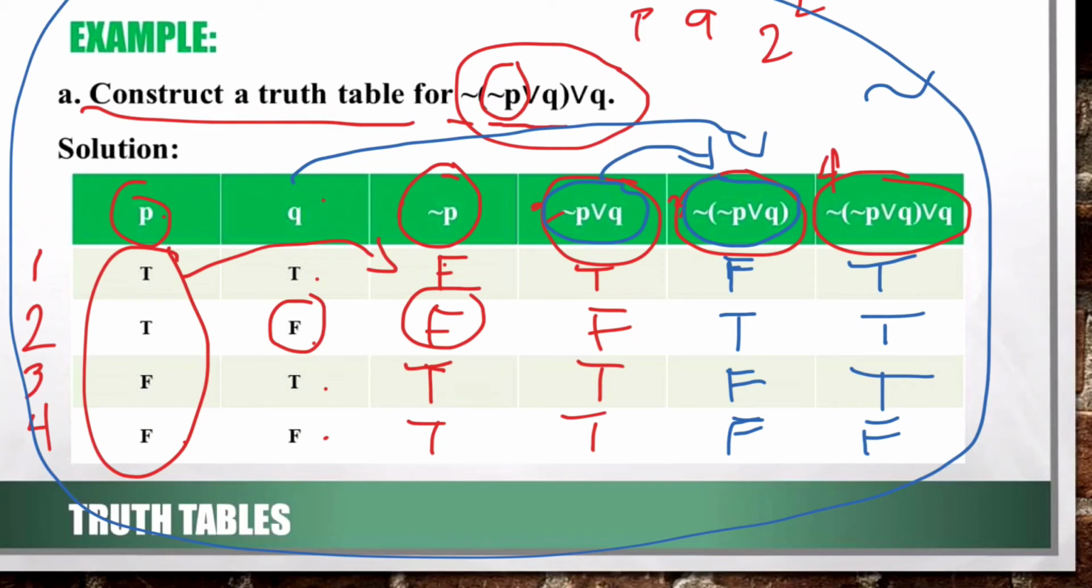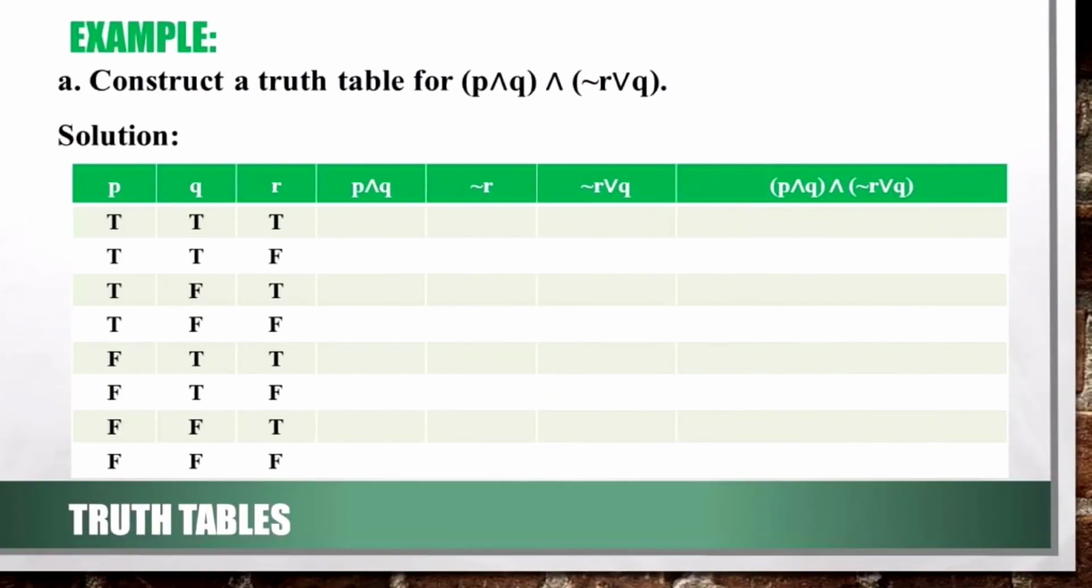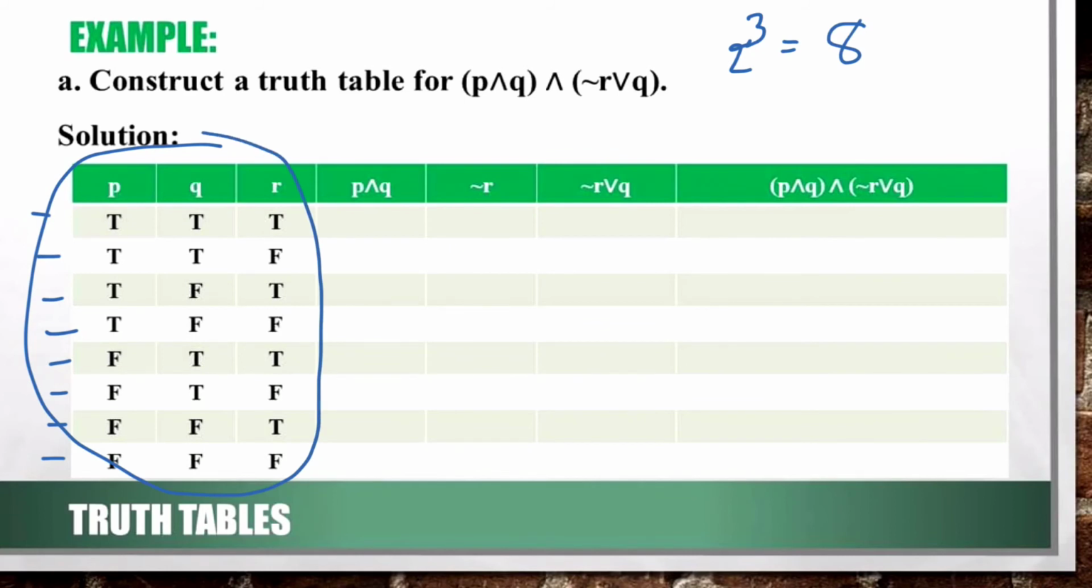Next, let's have another example. Construct a truth table for P and Q and negation of R or Q. So, here, ang ating statements is tatlo, which is 2 raised to 3. Para malaman natin yung rows, we have 8. So, we have 1, 2, 3, 4, 5, 6, 7, and 8. So, we use the standard form ng 3 simple statements. So, yan na, rewrite lang natin yan.